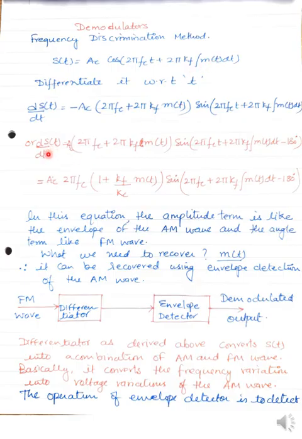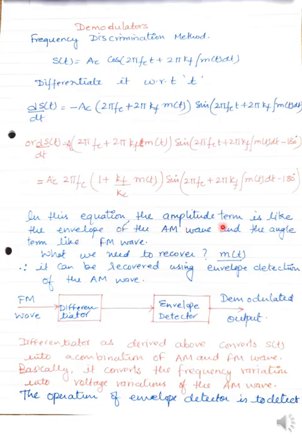Or we can say d/dt of s(t) equals Ac, and if we want to take the negative inside, we can write it as sine of theta minus 180 degrees, just to bring that minus sign in. Now if you take 2 pi fc common from here, then this term will become 1, and it will be 1 plus kf divided by fc times m(t), and this is the equation written here.